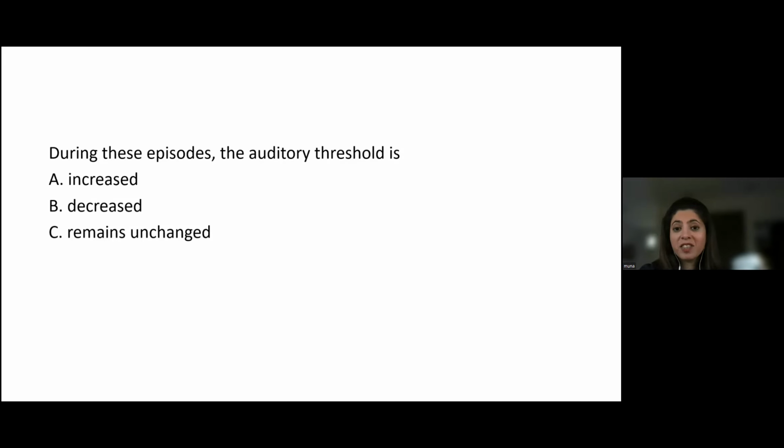So B, decreased, is the right answer. And actually, a good majority of folks got it right. And those who got it right deserve an honorary sleep fellowship stature. So kudos to you.